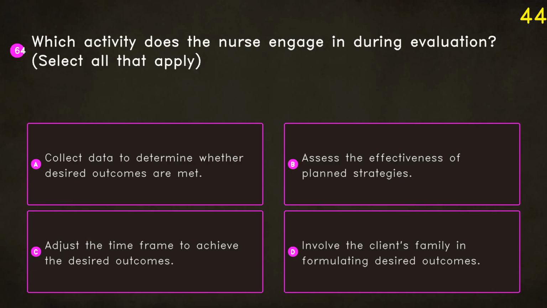Question 64. Which activity does the nurse engage in during evaluation? Select all that apply. A. Collect data to determine whether desired outcomes are met. B. Assess the effectiveness of planned strategies. C. Adjust the time frame to achieve the desired outcomes. D. Involve the client's family in formulating desired outcomes.